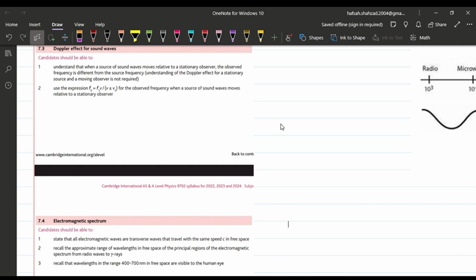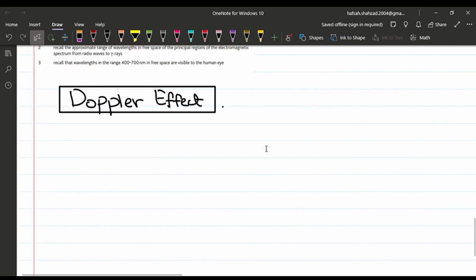It's a part of waves. We discussed 7.1 and 7.2 in the last video, which was all about transverse and longitudinal waves. Today we'll be discussing these two sections, 7.3 and 7.4, from your syllabus outline. Starting off, we'll be going over what Doppler's effect for sound waves is.